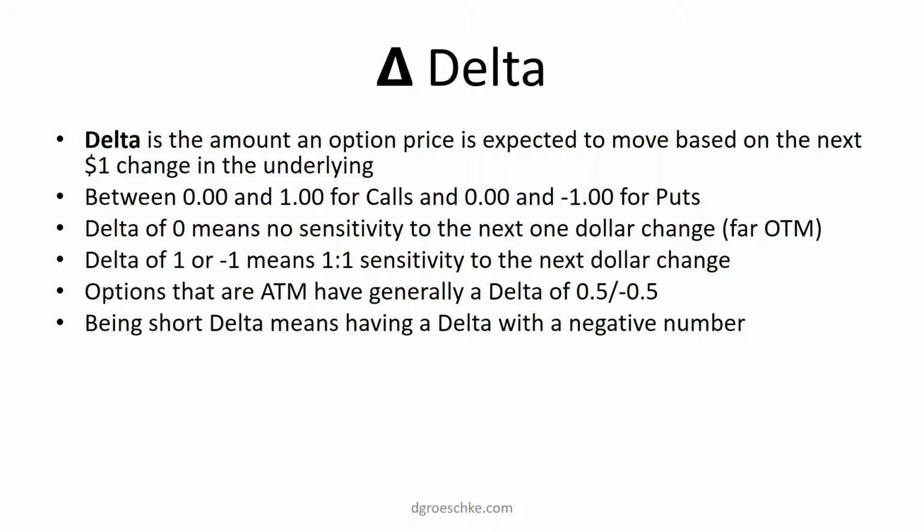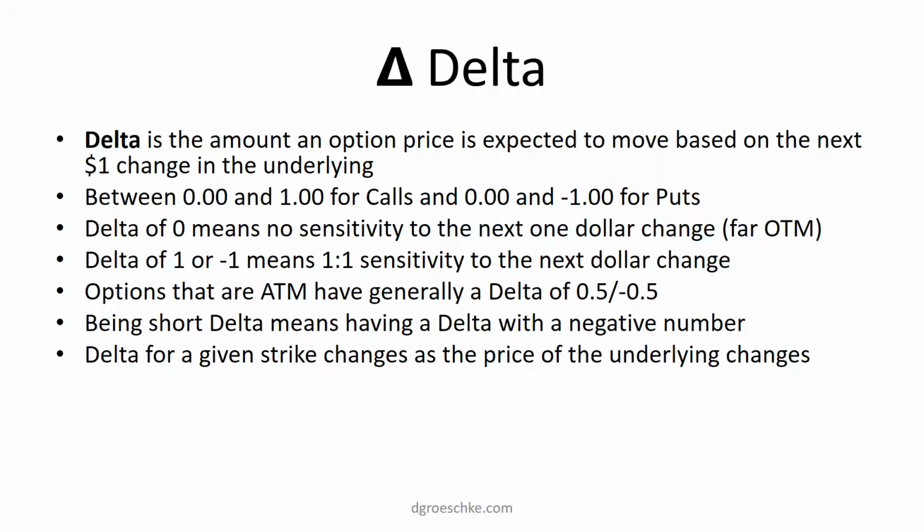Being short delta means having a delta with a negative number. When you buy puts or sell calls, you have a negative delta. Being long delta happens when you short puts or buy calls. Delta is not a constant figure. Delta for a given strike changes as the price of the underlying changes.